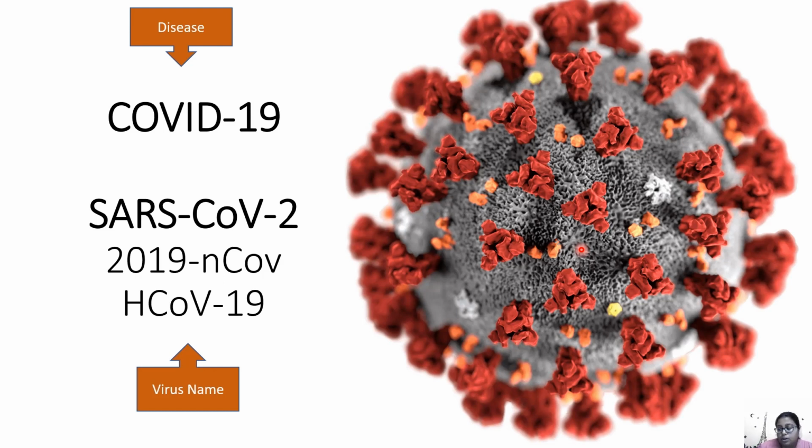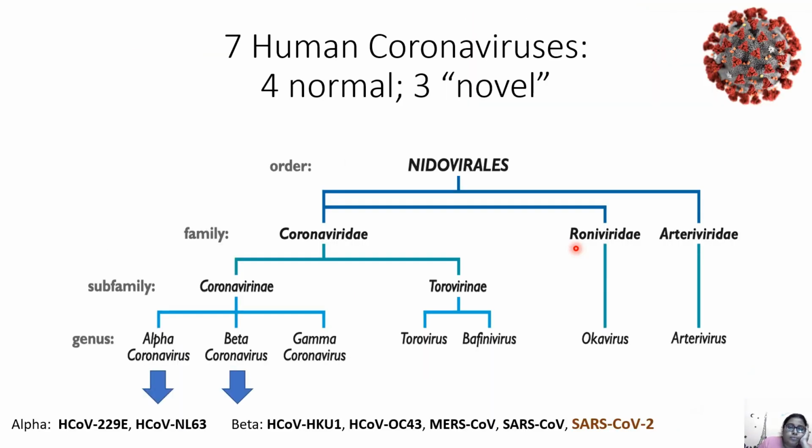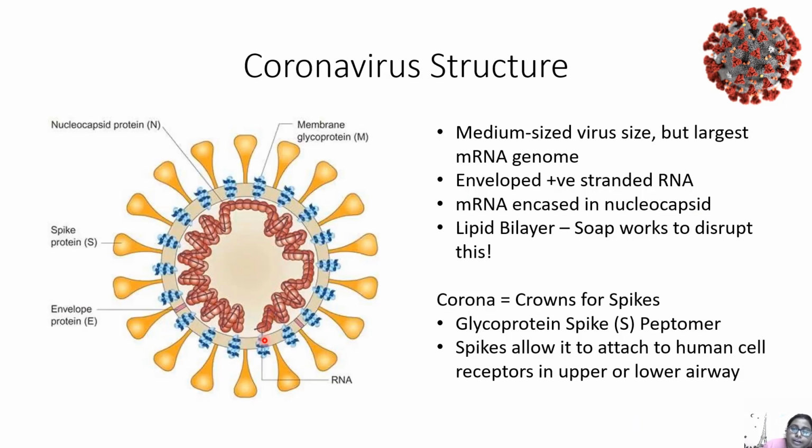So obviously COVID-19 or SARS-CoV-2 does not need any introduction. There are 7 human coronaviruses, 4 normal and 3 novel. We'll be talking mostly about whatever caused COVID-19, which comes under the beta coronavirus. The coronavirus is a medium-sized virus but has the largest RNA genome. It's an enveloped positive-stranded single-stranded RNA virus, and the RNA is encased in the nucleocapsid.